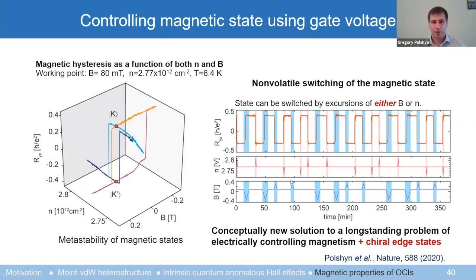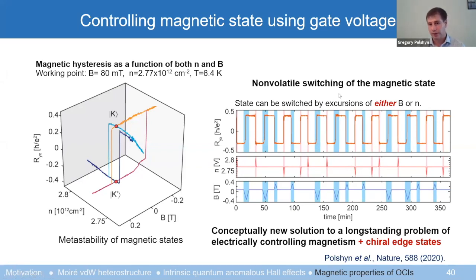And in fact, electrical control of magnetism has been a long-standing goal. There has been some progress in this direction in multiferroic systems. However, this effect in orbital Chern insulators provides us a conceptually new way to electrically control magnetism.